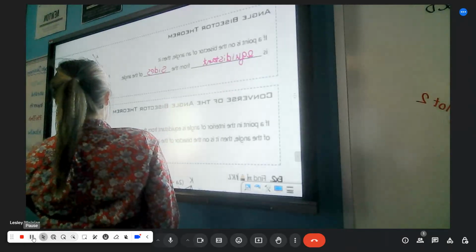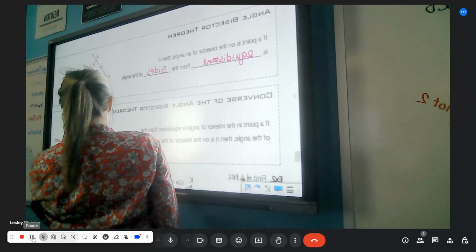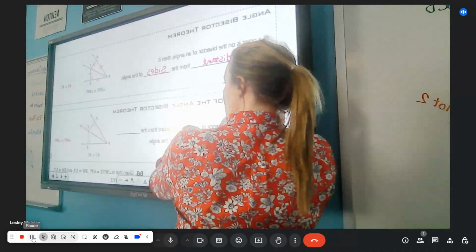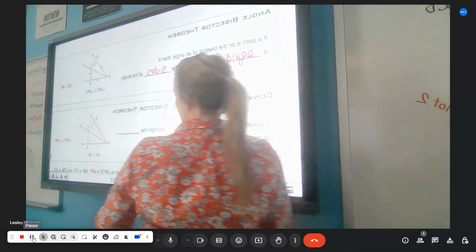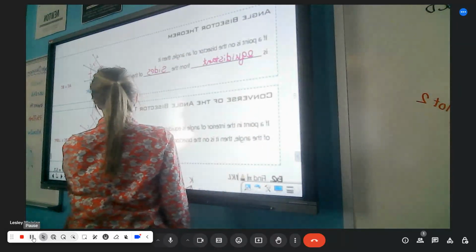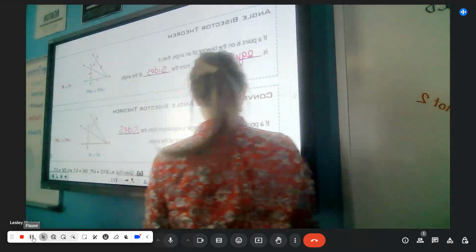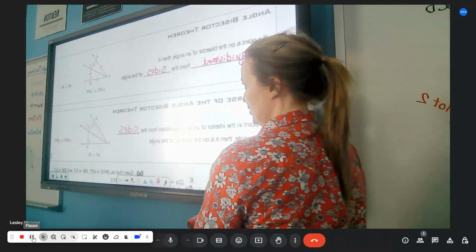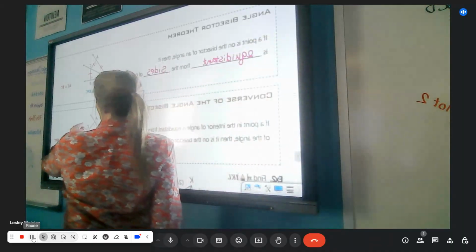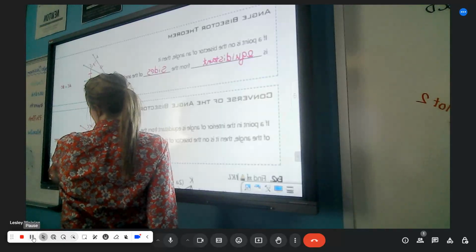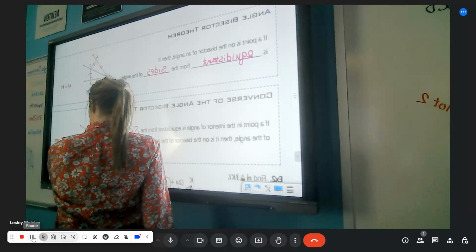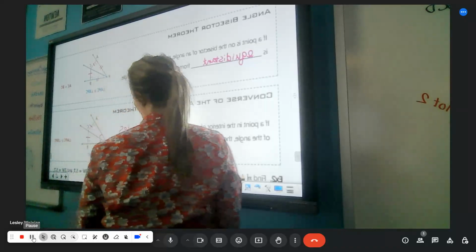All right, so the converse of that theorem says that if a point in the interior of an angle is equidistant from the sides of the angle, then it is on the bisector of the angle. So if we have this congruent to that, then I know this angle is congruent to that angle. All right, here we go.